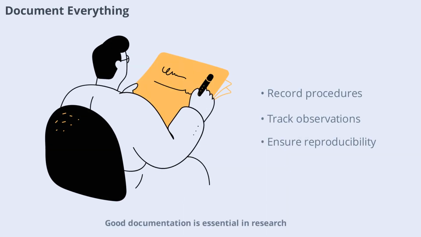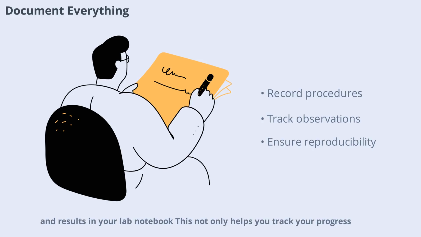Good documentation is essential in research. Keep detailed records of your procedures, observations, and results in your lab notebook. This not only helps you track your progress but also ensures that others can reproduce your work. Clear documentation is a key part of scientific integrity.